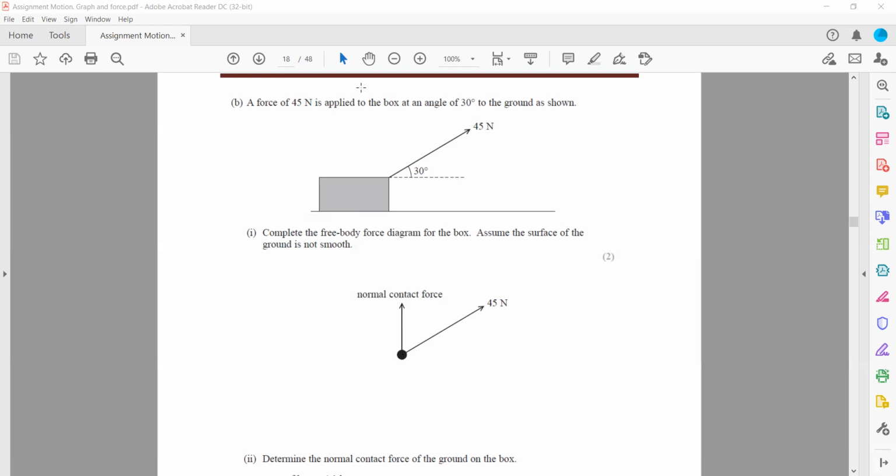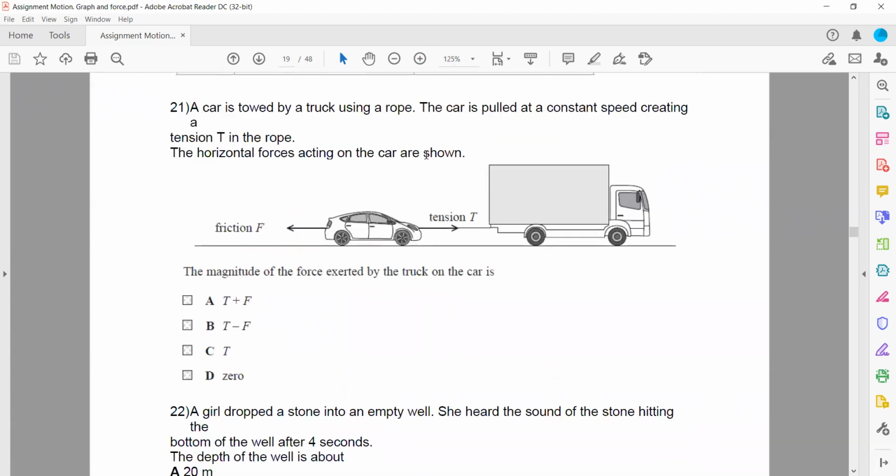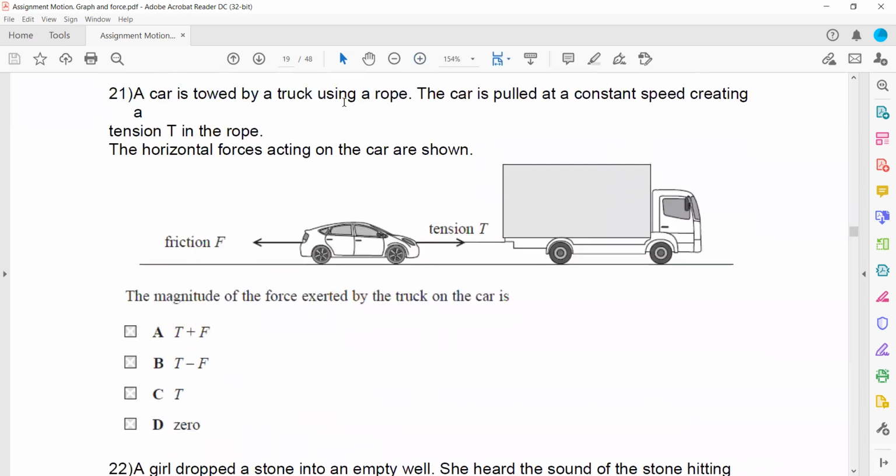Next is question 21. A car is towed by the truck using a single rope. The car is pulled at a constant speed. So when it is being pulled at a constant speed, it means the resultant force should be 0. The horizontal forces acting on the car are shown. The magnitude of the force exerted by the truck on the car.